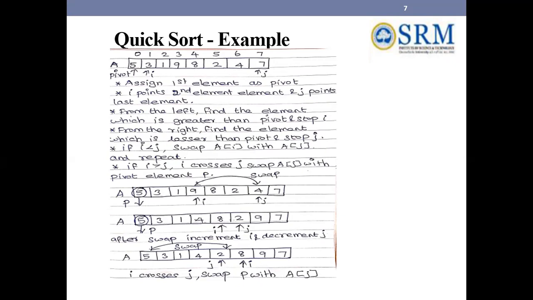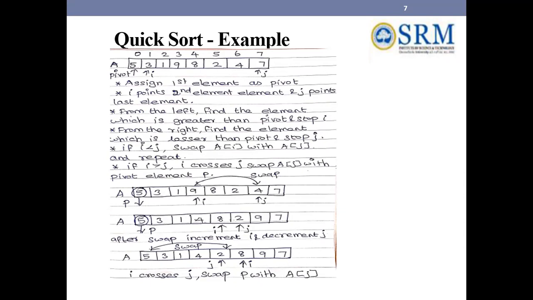Now see here, see the notation. I points to 9 and J points to 4. So 9 is greater than 5 and 4 is lesser than 5. Now I is less than J, so swap A of I with A of J. So 4 comes here, 9 will go here. After the swapping, increment I, decrement J.